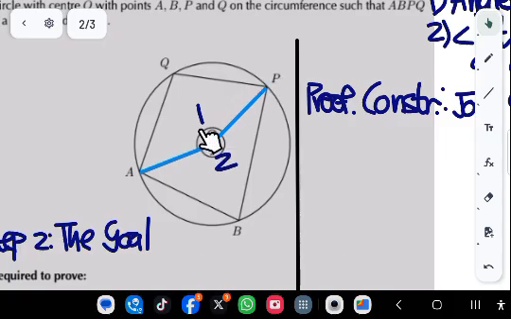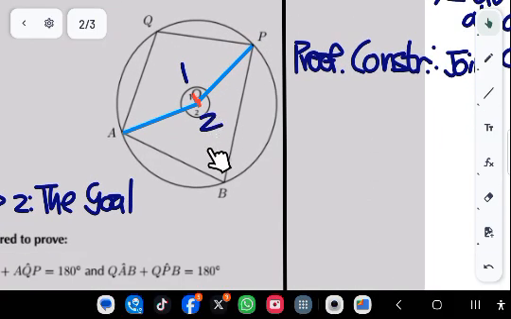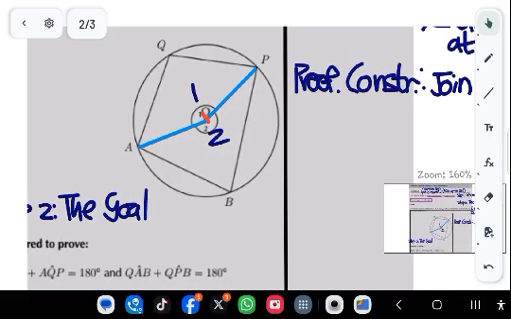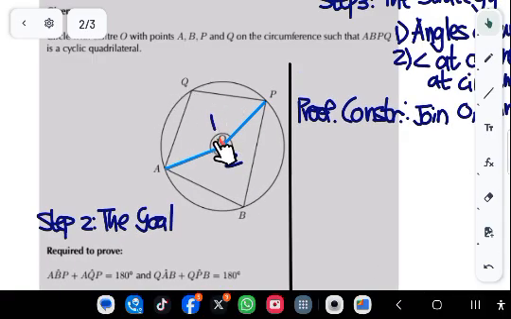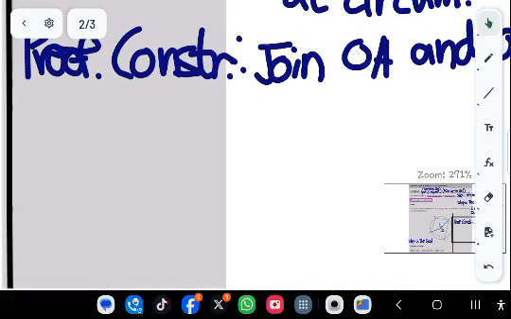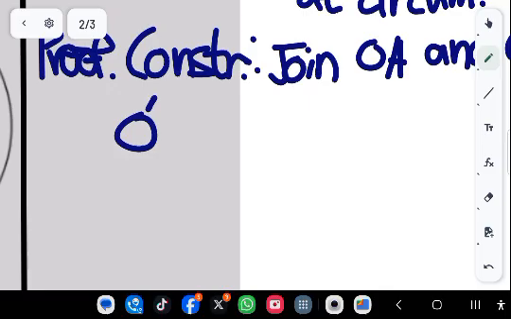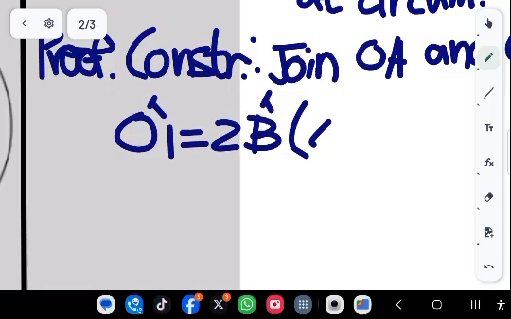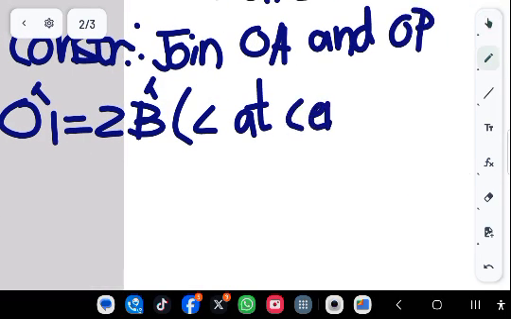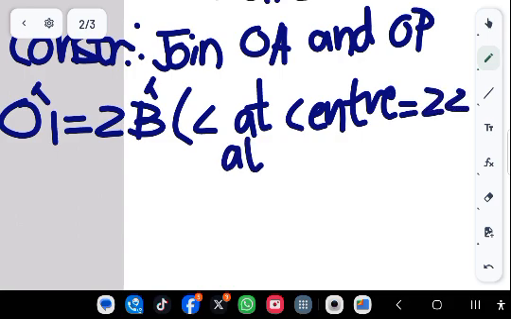One on the side of the construction, looking at Q, and the other, number 2, on the other side of the construction, looking at B. Now, angle O1 will be equal to twice angle B, and the reason is simple: angle at center equals twice angle at circumference.